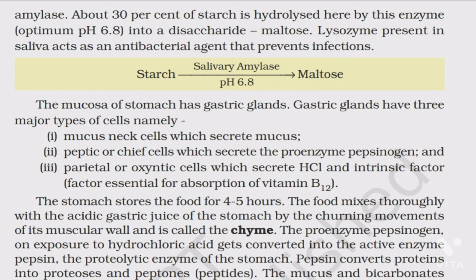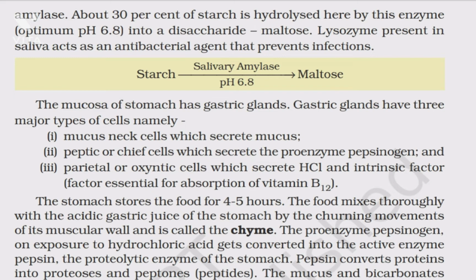The food is mixed thoroughly with the acidic gastric juice of the stomach by the churning movements of its muscular wall, and it is called the chyme. The proenzyme pepsinogen, on exposure to hydrochloric acid, gets converted into the active enzyme pepsin, the proteolytic enzyme of the stomach. Pepsin converts proteins into proteoses and peptones.